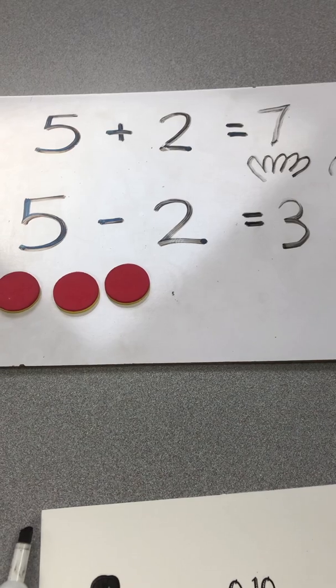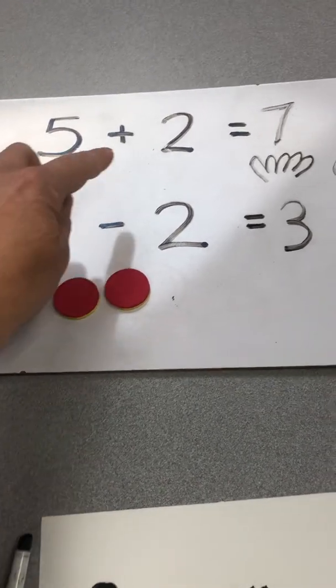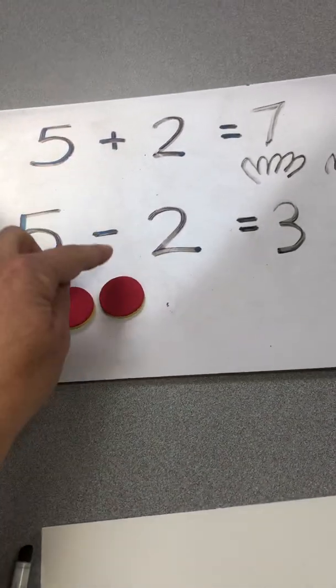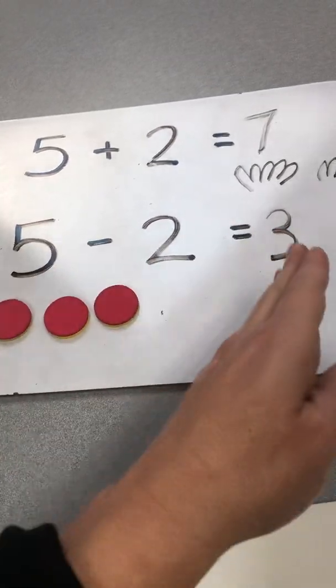There are lots of different strategies to use when solving problems. Please be sure to look at the sign, because adding means you're putting the 2 numbers together, and subtracting means that you have a number and you're taking away from that number and making it smaller.